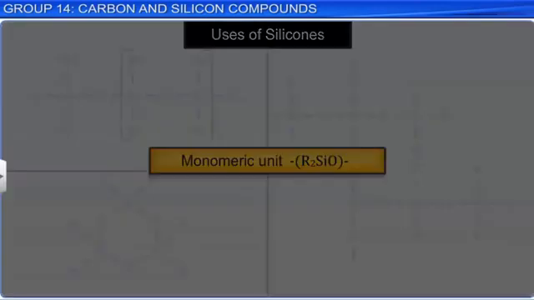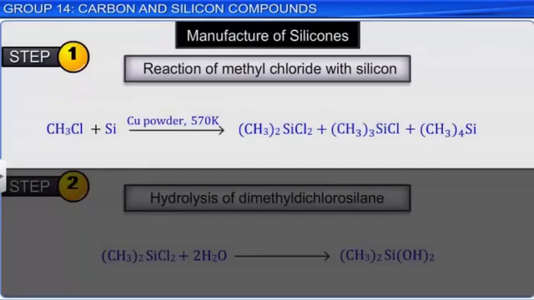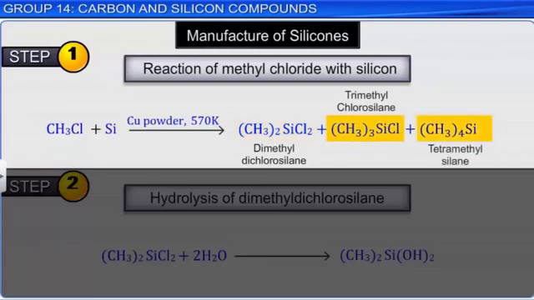Let's see how silicones are manufactured. First, methyl chloride, CH3Cl, is reacted with silicon in the presence of a copper catalyst to form methylated silicones. In addition to the dimethyl dichlorosilane shown here, trimethylchlorosilane and tetramethylsilanes may also be produced in small amounts.